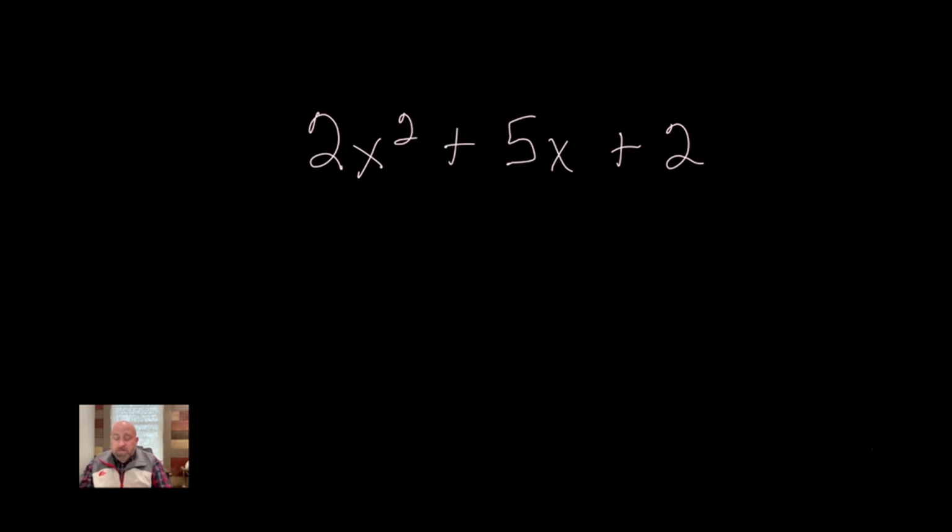We factored the first one. Now this is going to look a little different. We're going to have numbers out here too. We're going to have 1 times 2 and then x times x. Okay, 1 times 2 and x times x.